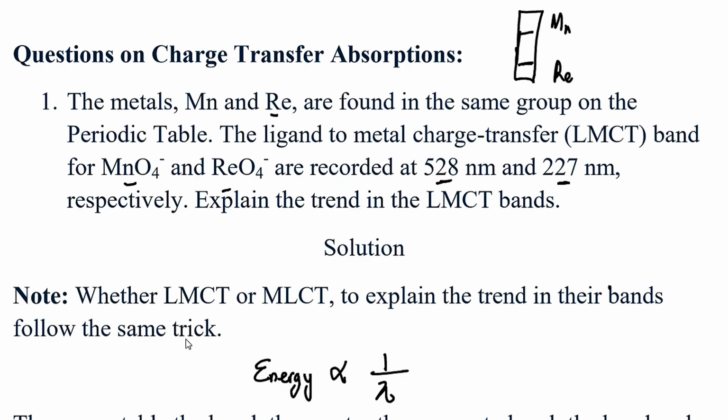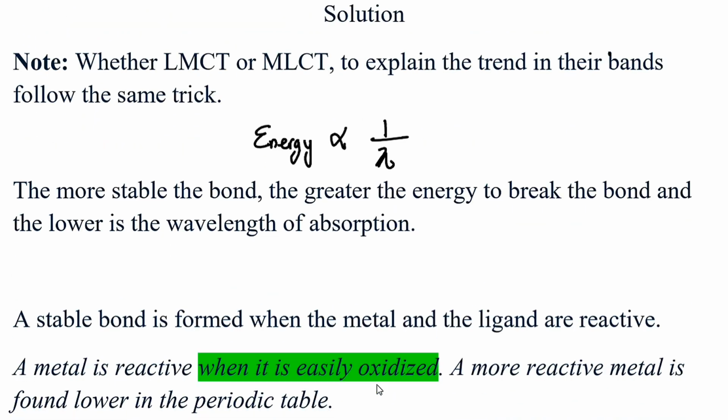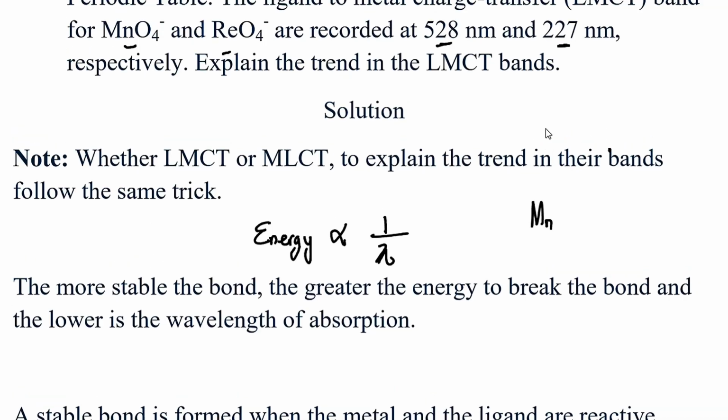Basically, what you need to note is that whether it is ligand to metal charge transfer or metal to ligand charge transfer, for you to explain the trend in their band, you're going to use the same trick, right? The first thing you need to take note of is that energy is inversely proportional to the wavelength, right? Therefore, the more stable the bond. In this case we have MnO₄⁻ and ReO₄⁻.